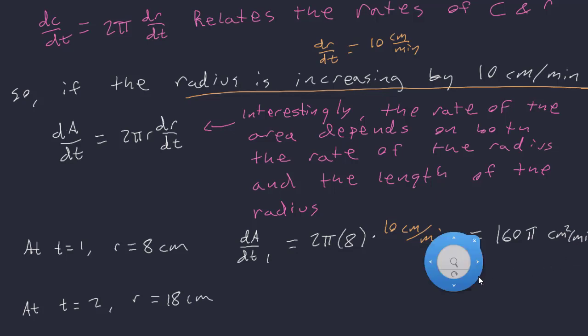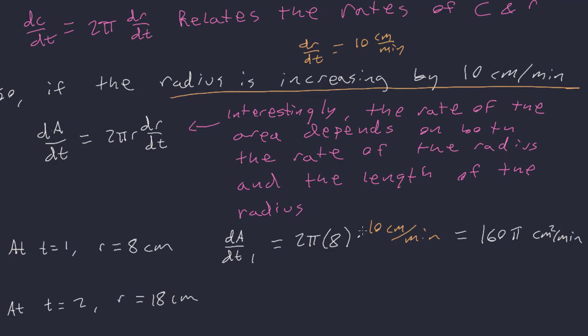160 pi square centimeters per minute. Now, where am I getting these square centimeters? Well, we have 10 centimeters here, and then this is 8 centimeters in the radius. The radius is 8 centimeters. So we have 8 times 10, which is 80, times 2, which is 160 pi centimeters squared per minute.